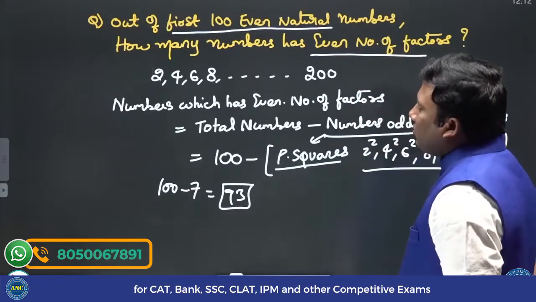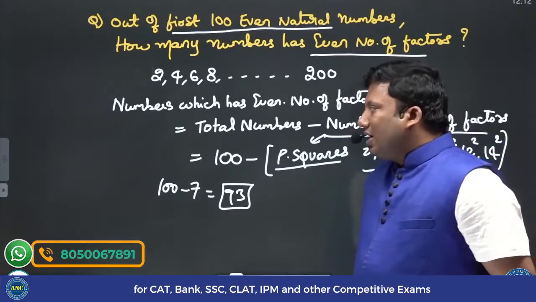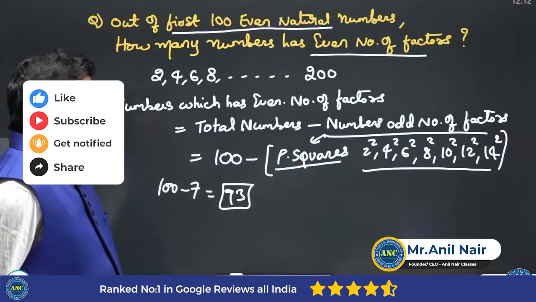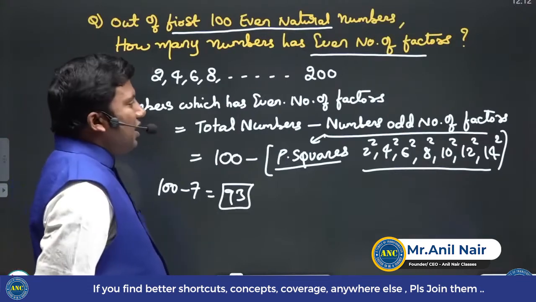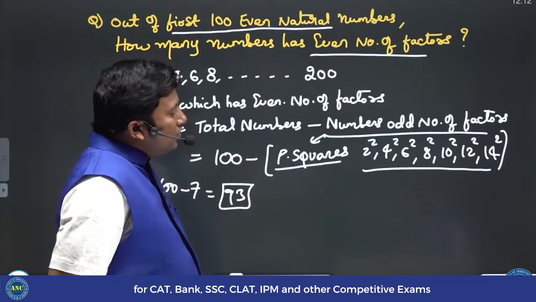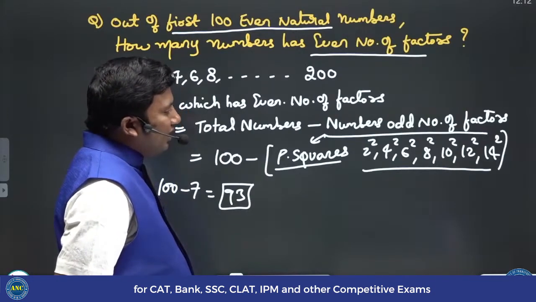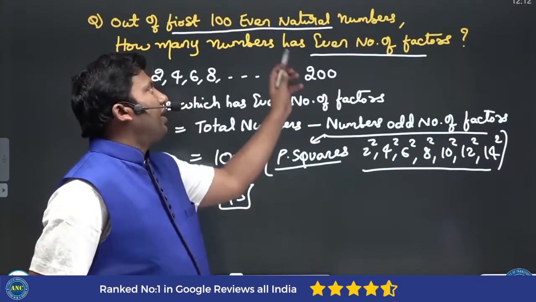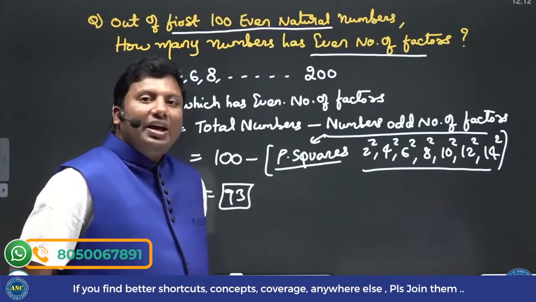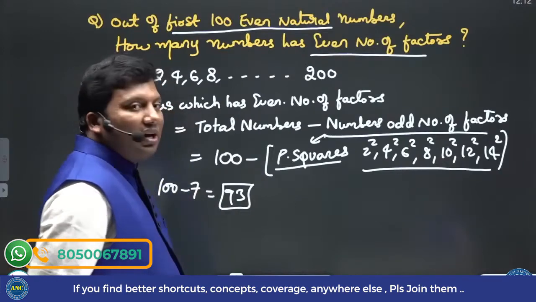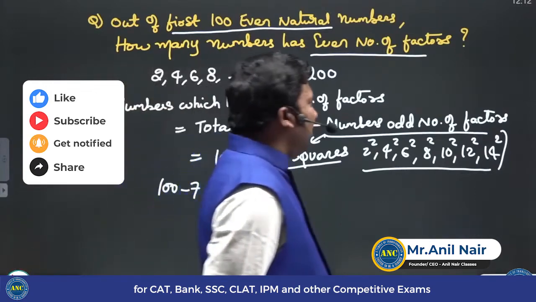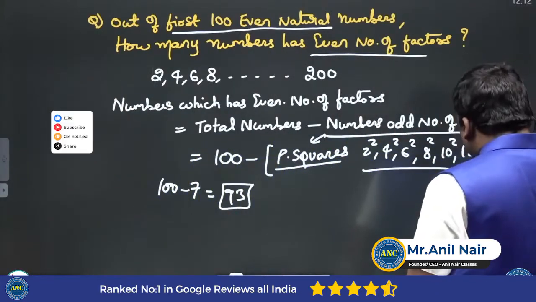So numbers which have an even number of factors are defined as total numbers minus numbers which have an odd number of factors. Numbers which have an odd number of factors are called perfect squares: 2 square, 4 square, 6 square, 8 square, 10 square, 12 square, 14 square. The upper limit is 200, so stop at 14 square. Don't take any odd numbers because the question is on even numbers. 100 minus 7 is 93. I hope this question is clear.